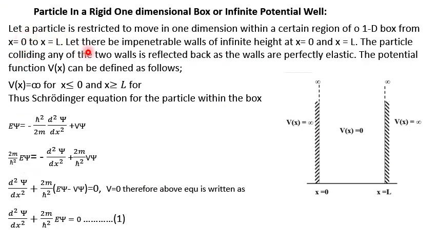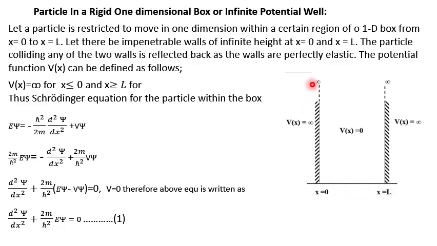Let us suppose that a particle is restricted to move in a one-dimensional box of length L, with one wall at x equal to 0 and the other at x equal to L. It means the box length is L, and both walls are impenetrable. The particle cannot penetrate the walls at x equal to 0 and x equal to L.